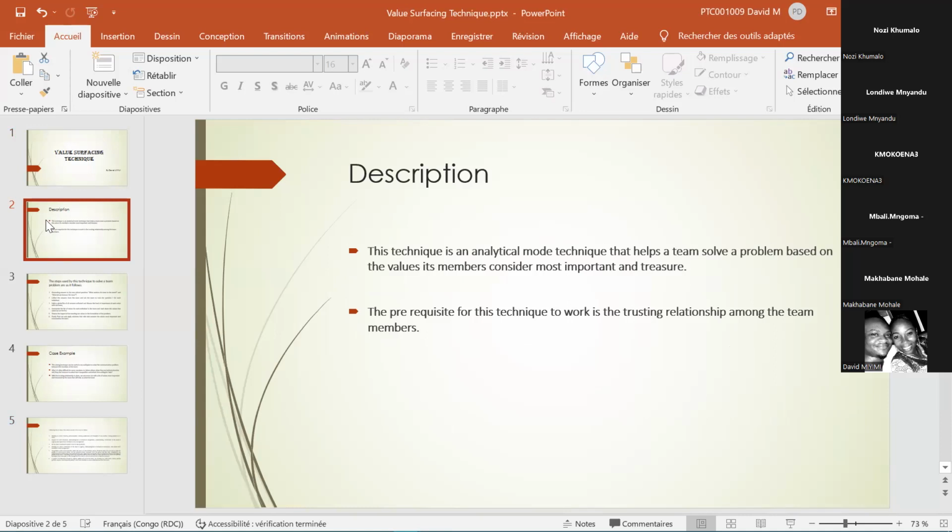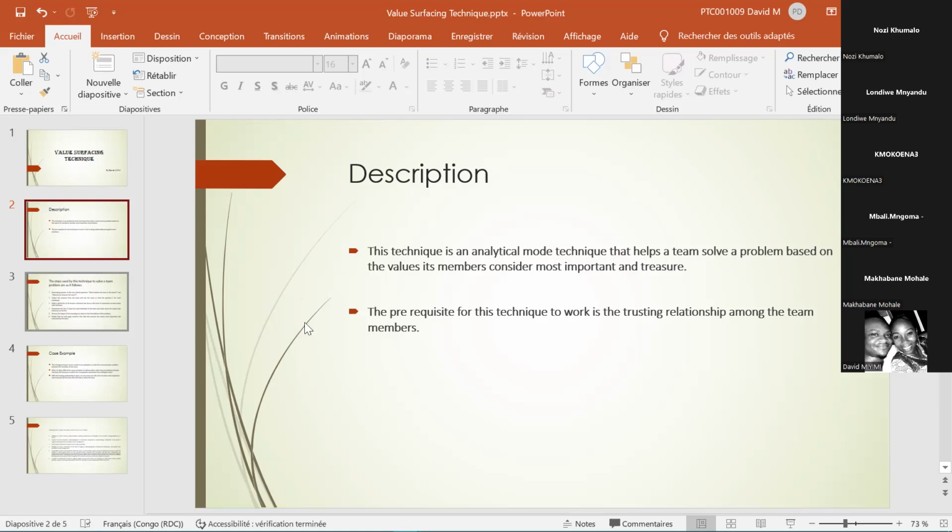The main point of this technique is that it assumes that people have some values that they cherish, and based on that, they make decisions. So this technique goes to dig out all those values in the members. And the prerequisite is the trusting relationship among the team, because people are talking about themselves. And yes, I tried to put some steps in it.